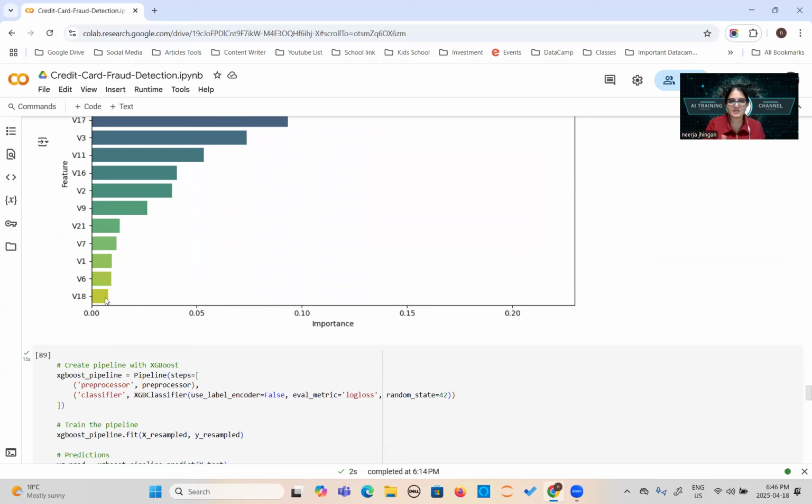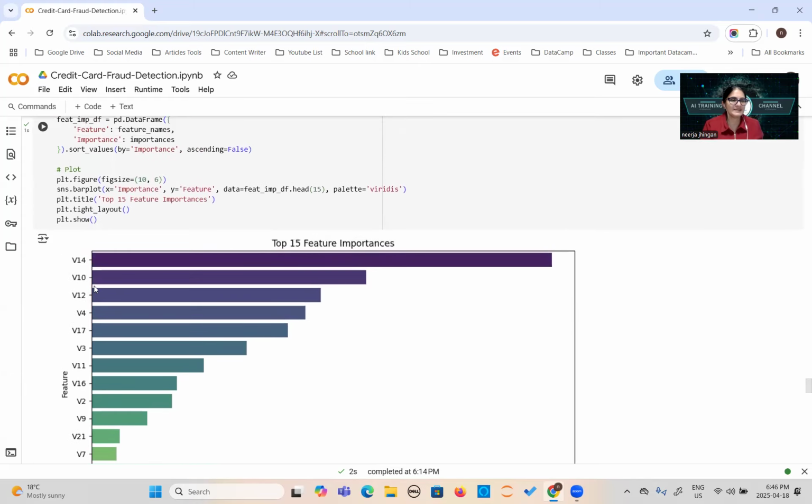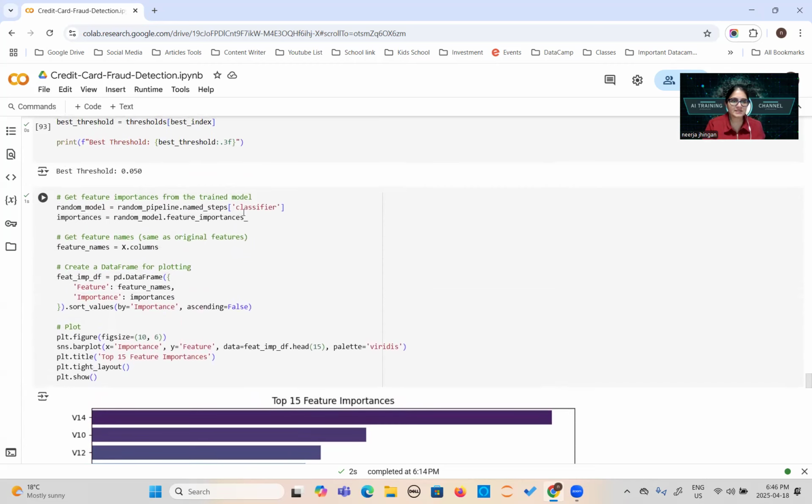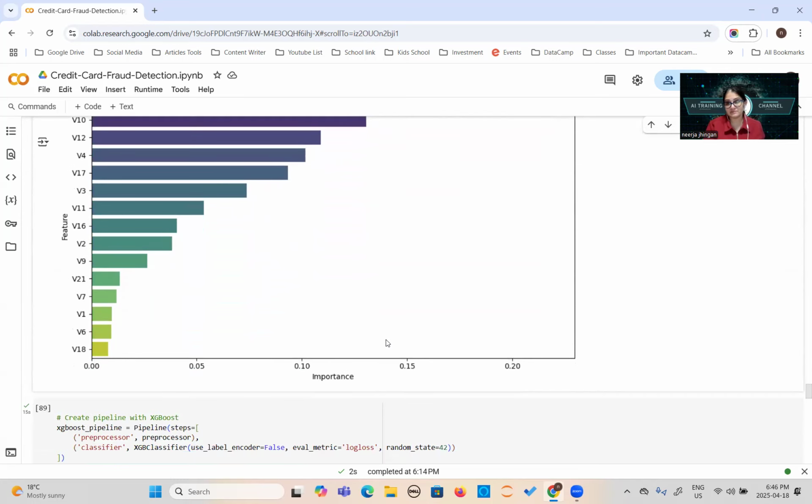Look at this, V18 is used less, although in the upper correlation it was showing high correlation, right? And how did we do that? We just mention the classifier and pick the feature importance. This is inbuilt, you don't need to do anything. And then it is just printing the score, and based on the score it is printing the result.